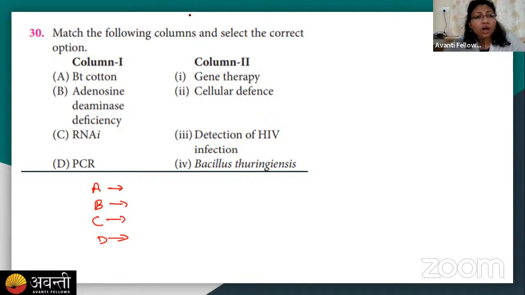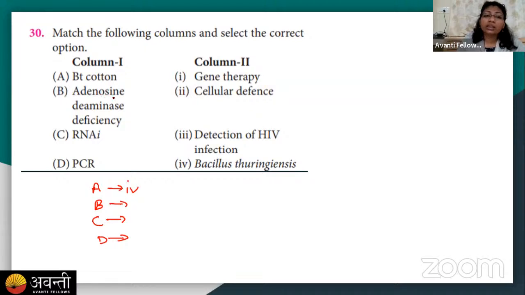Okay, for A, that is BT cotton, from column B, first, second, third, or fourth, which one is correct? The correct one is fourth, that is Bacillus thuringiensis, because BT in the cotton itself stands for Bacillus thuringiensis.